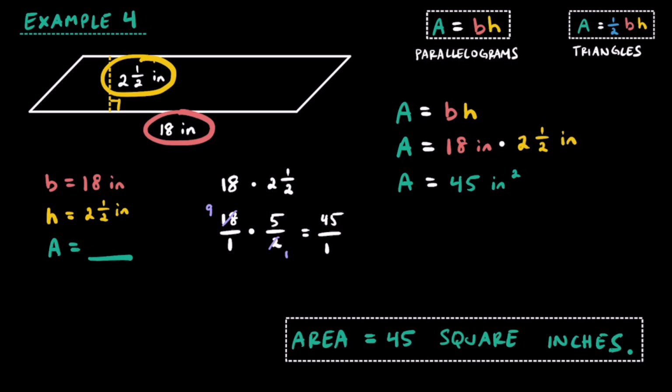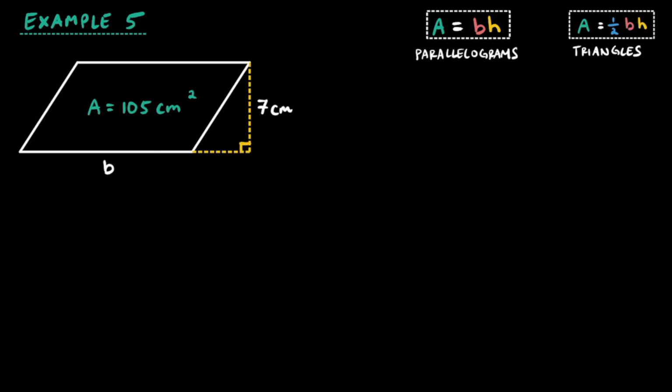The area of this parallelogram is equal to 45 square inches. What that means is that we could fit in 45 of these 1 by 1 square inches inside of this parallelogram.